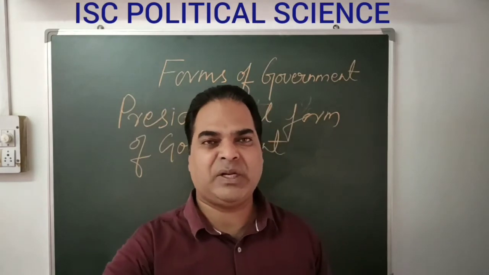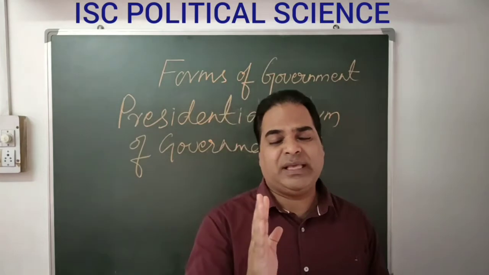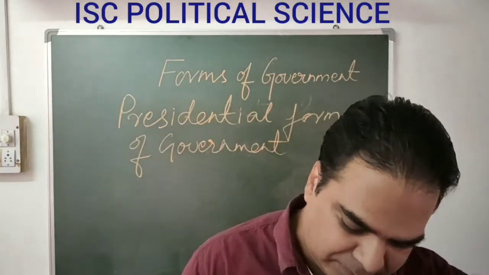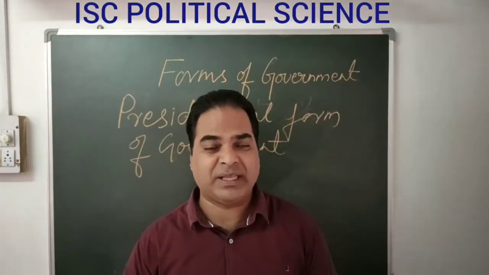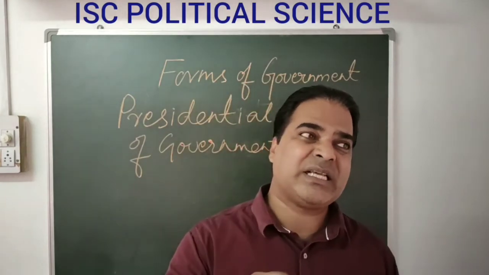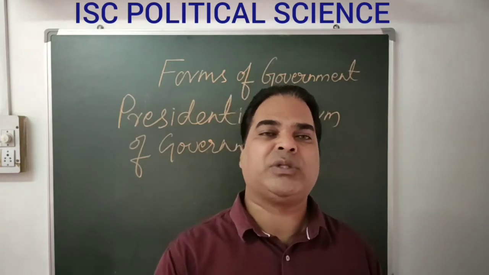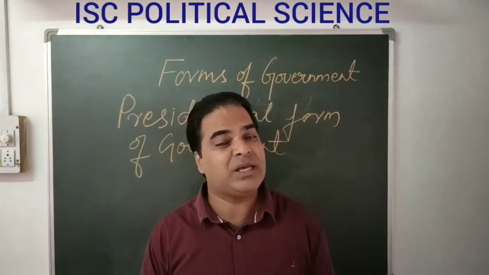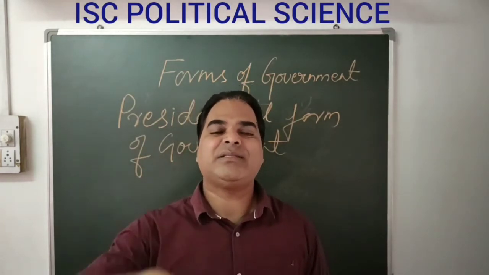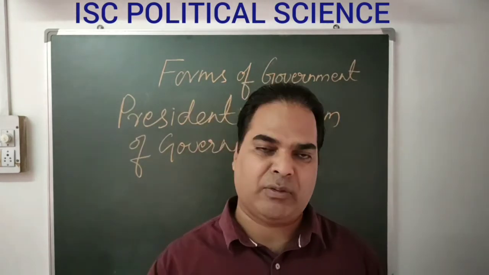as compared to parliamentary and presidential form of government. So there is no close relationship between the legislature and the executive in the presidential form of government. That is why it's only, what is presidential form of government? Presidential form of government is a system in which the executive is not responsible or accountable to the legislature. Whereas in a parliamentary form of government, Prime Minister is responsible and accountable to the parliament. So here they are not accountable.